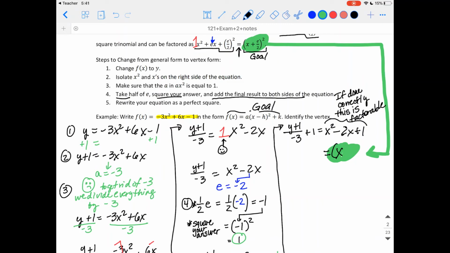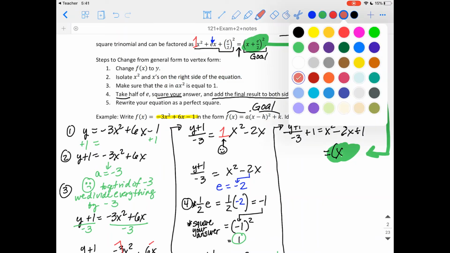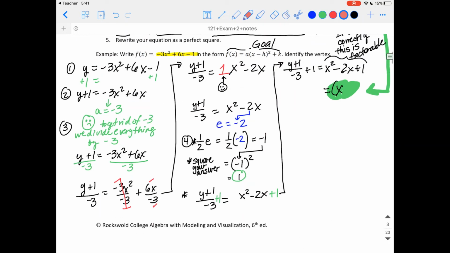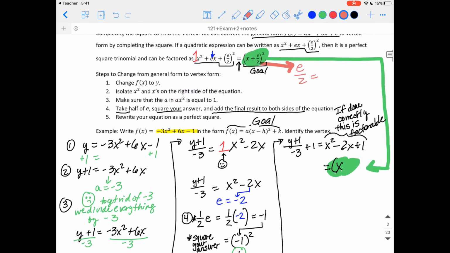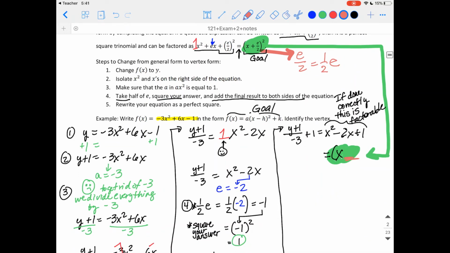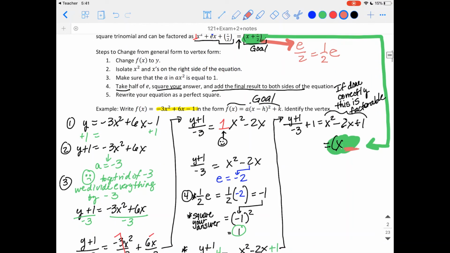Well, e divided by 2, I'm going to highlight it, this right here. Sorry. Let me just draw an arrow. E divided by 2 is the same thing as half of e. They're the same thing. So that means that here in this space, I'm going to put half of e.